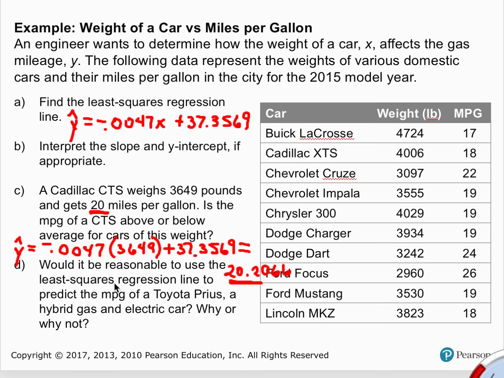Would it be reasonable to use the least squares regression line to predict the miles per gallon of a Toyota Prius, a hybrid gas and electric car? Oh, no, I'd say no. Why or why not? Because we're talking about miles per gallon, and being hybrid electric, that's what's going to greatly determine the miles per gallon, not the weight of the car, right? You've got a huge other factor on miles per gallon for that kind of car.